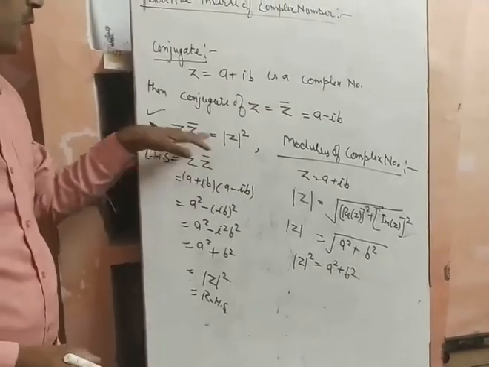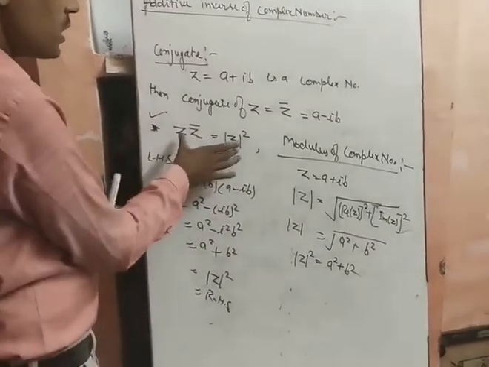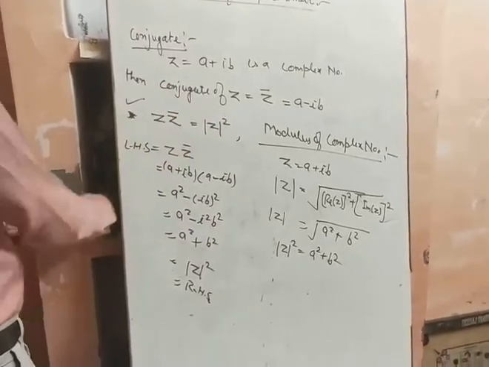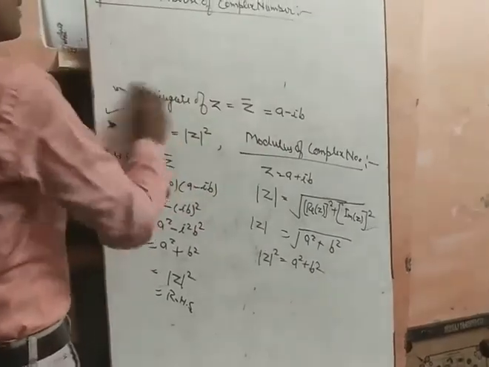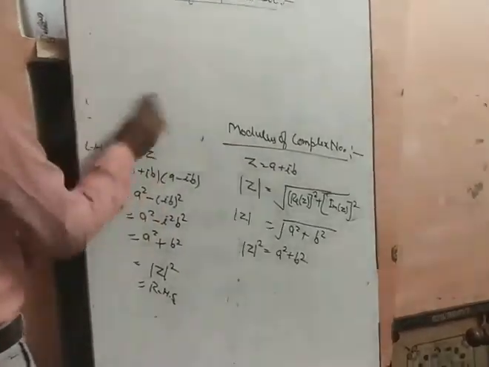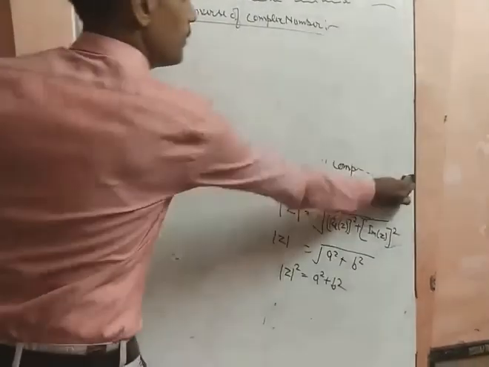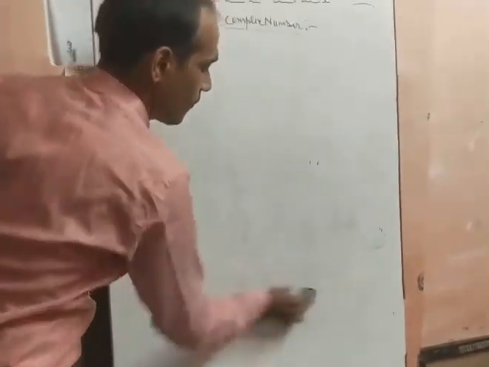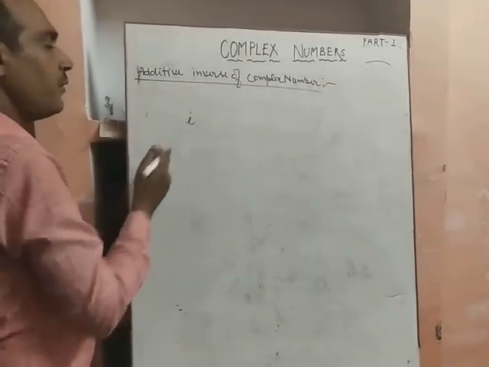Now this property is very important. Sometimes we use this property. Now understand the power of iota. Try to understand the power of iota.